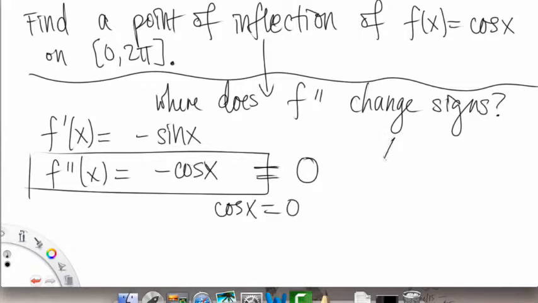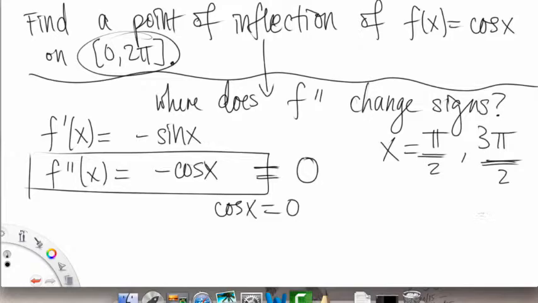So negative cosine x is equal to 0 when cosine x is equal to 0, and that is when x is equal to pi over 2, right at the top, or right at the bottom, so we'll put 3 pi over 2. We're only doing one period, so 0 to 2 pi, and that's as far as we go. These are possible points of inflection, but we don't know for sure if the second derivative changes signs there. So let's check with a sign analysis on the next slide.